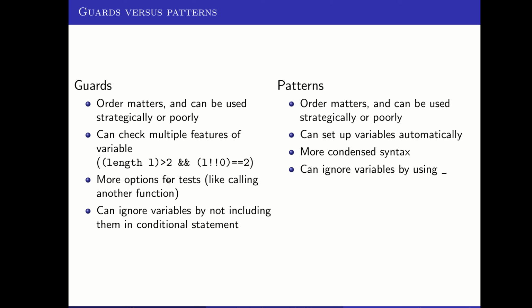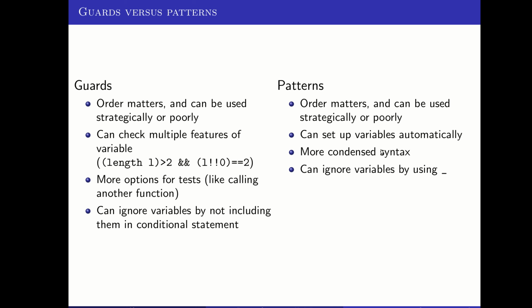We get, therefore, more options for tests, like calling other functions to check on features of our variables, of our parameters. And we can ignore variables. We can ignore parameters that are given to us simply by not including them in the conditional statements that are used. On the other hand, patterns can set up these variables automatically. They can name something X through the pattern, or they can name the whole list L and the head of the list X and the tail T, or whatever, multiple different pieces of it to be able to do different work with, automatically in the way that the pattern is structured.